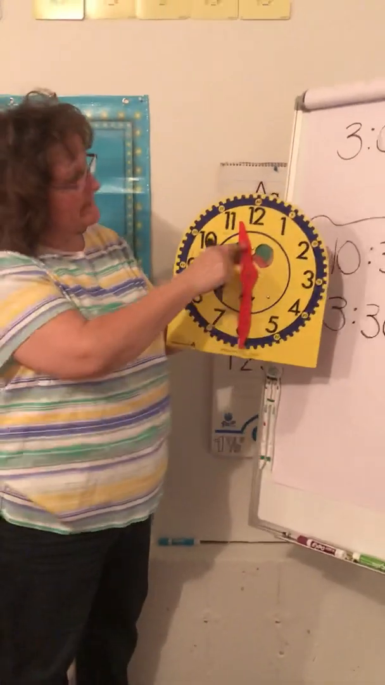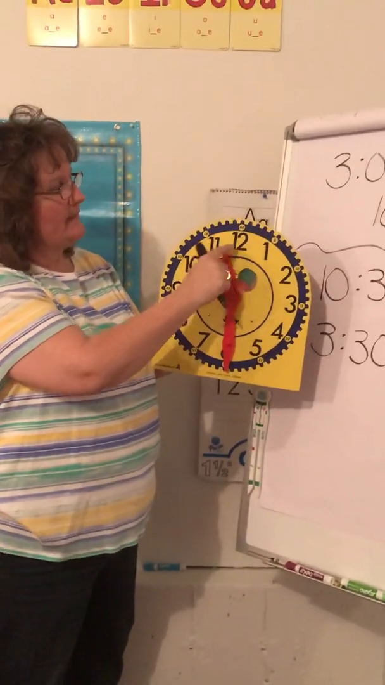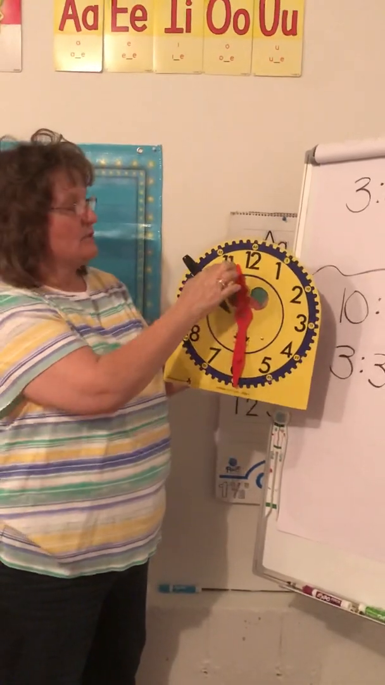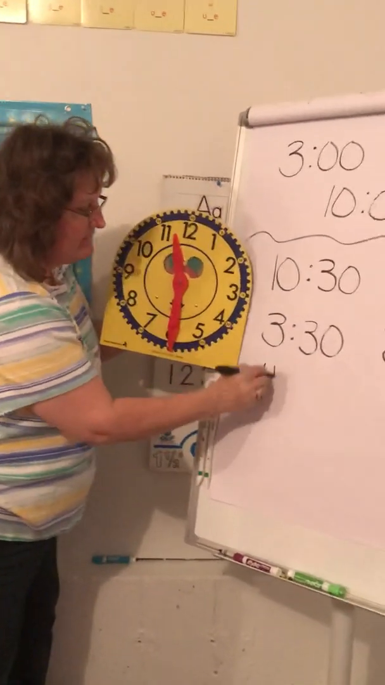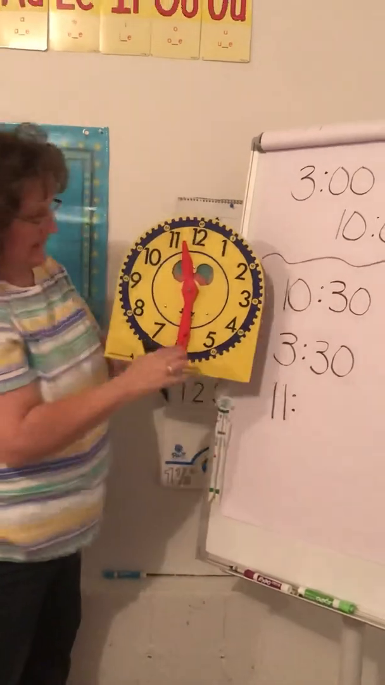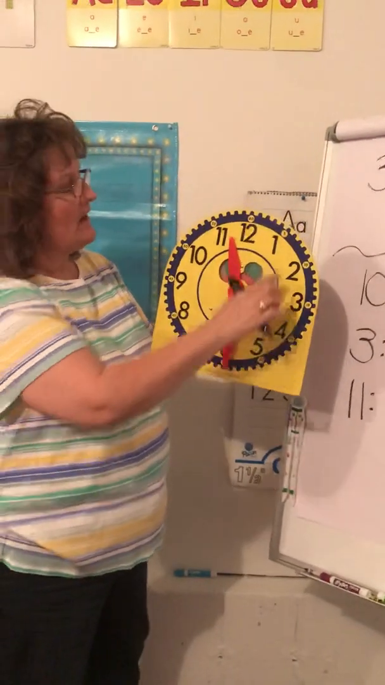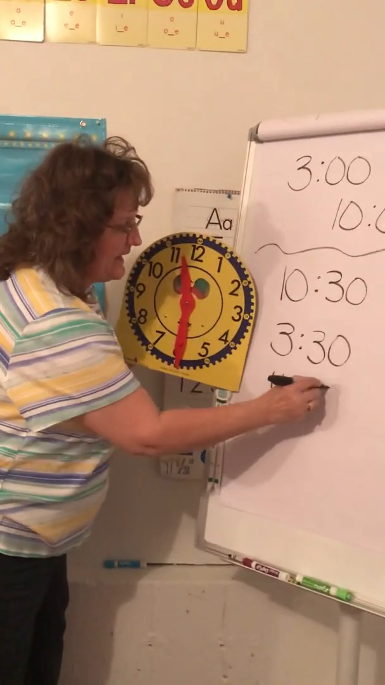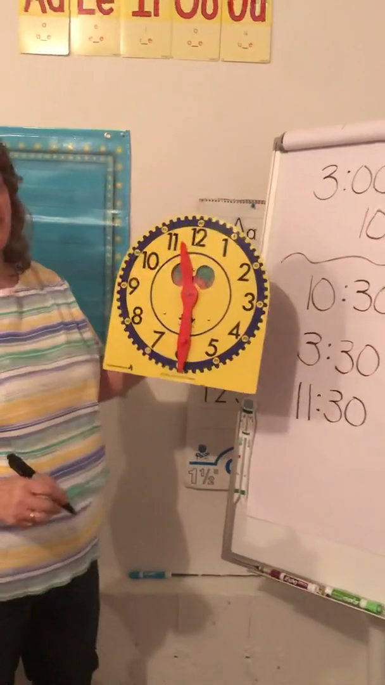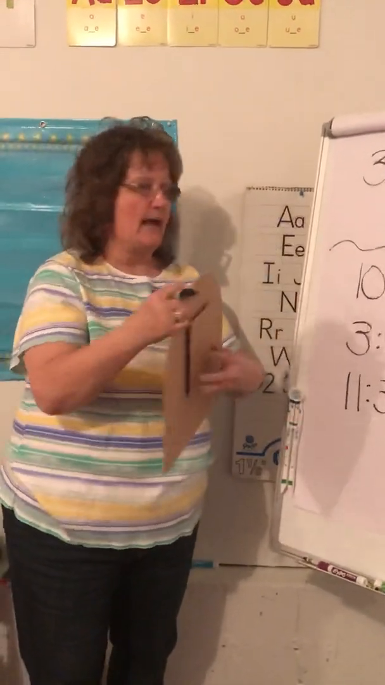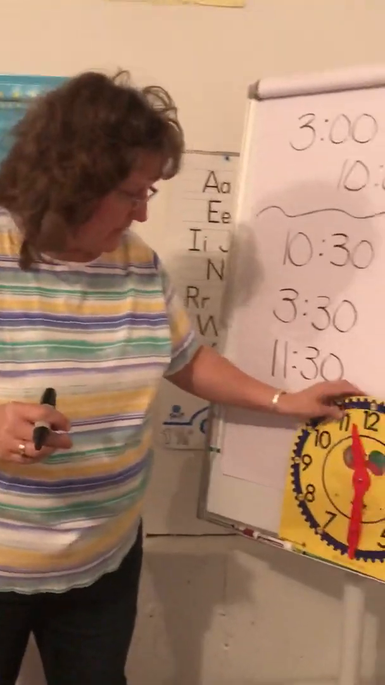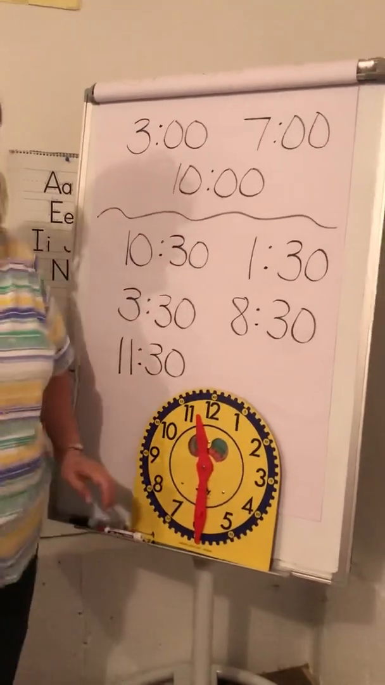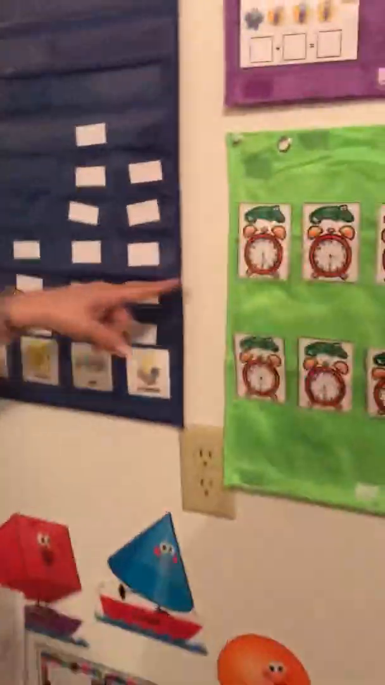Where's the hour hand? It's between the 11 and the 12, but it's not to the 12 yet, so we have to say it's 11. And I left the minute hand right there. 5, 10, 15, 20, 25, 30. 11:30. Okay, now grab your whiteboard because we're going to try some and see if you can get them.